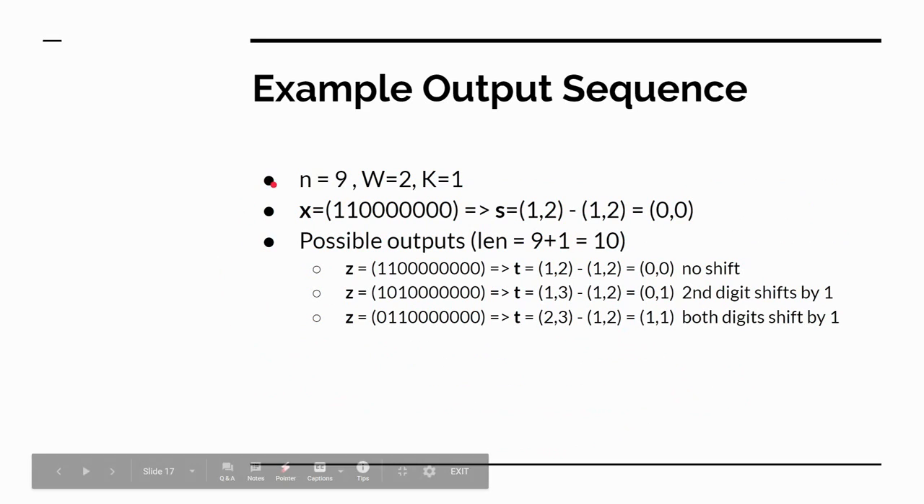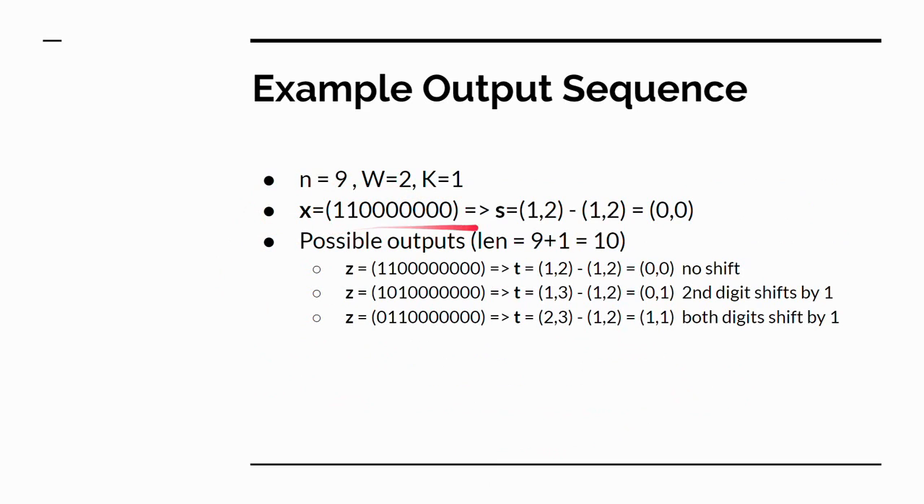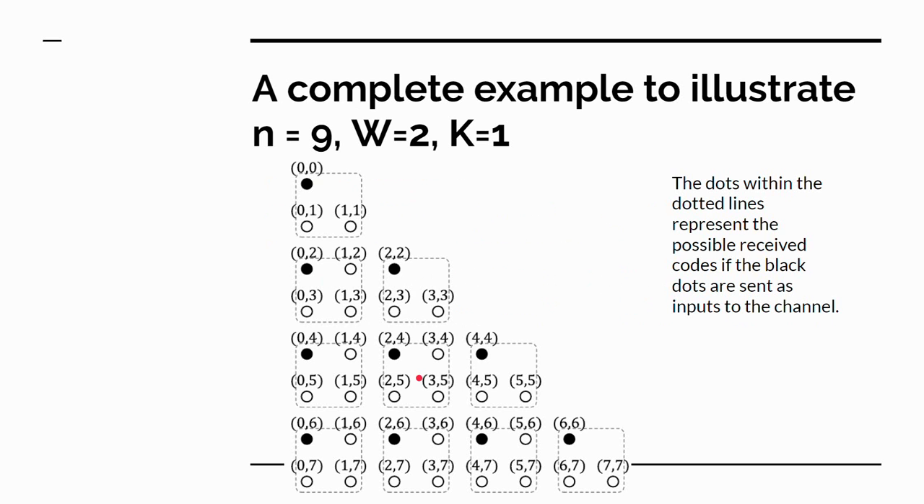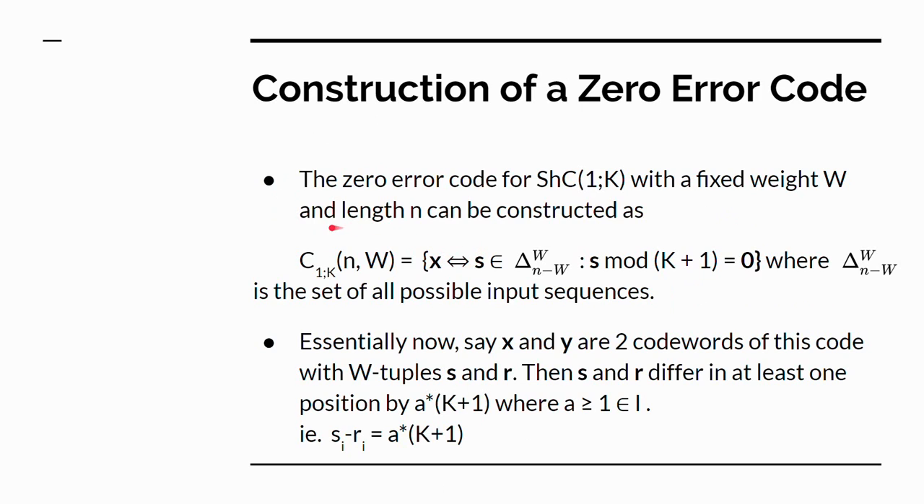This slide shows a particular example for the given settings and one particular input sequence x. We can also have a pictorial representation of the input sequences along with the output sequences as shown in the figure. So now if you consider the other input sequences as the black dots, then the possible output sequences are surrounded by dashed lines.